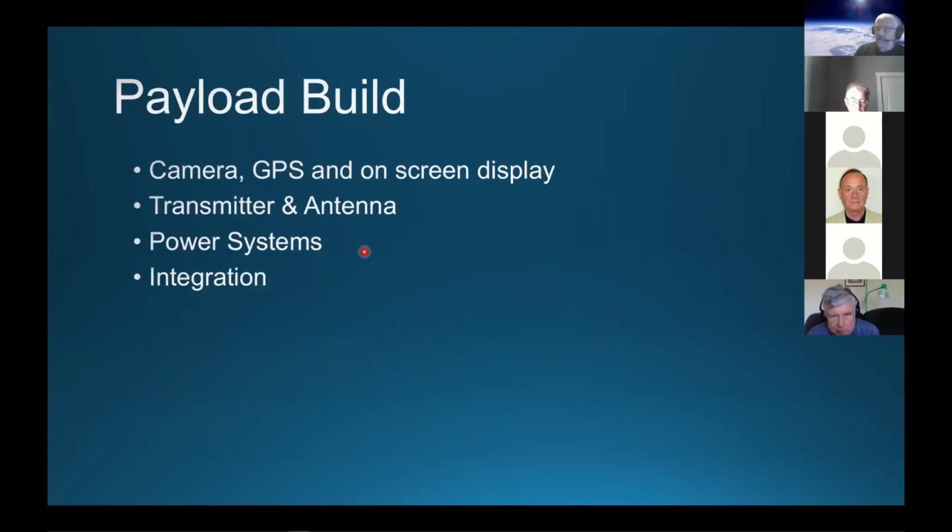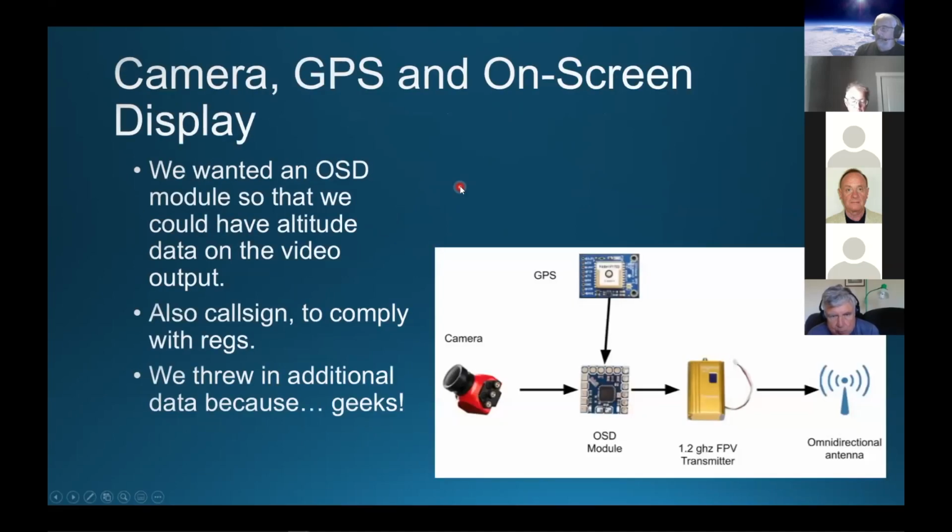So I built out the payload. I'll talk to you a little bit about all these things here. So the camera, GPS, and on-screen display. Basically we had a camera and I had an on-screen display module, and that thing's about the size of a quarter. We pumped the camera into it, and I hooked up a GPS module and pumped the GPS into it. That allows us to overlay GPS information onto what the camera is seeing, and pump that into the FPV transmitter and into that antenna that we had. And that is basically what our live stream payload box would do. Also, the on-screen display could overlay our call sign to comply with FCC regs, and some additional data because we're geeks, so why not?